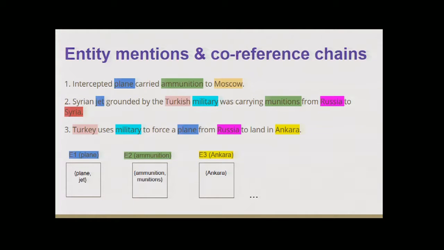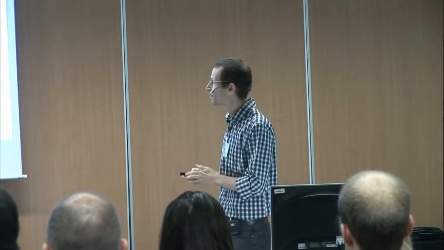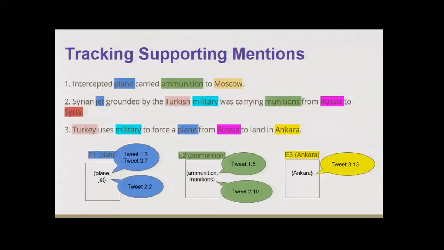So each co-reference chain will be defined as a unique entity in our discourse, in the set of texts. And we will keep track of all the terms that were used to refer to that entity, okay? And of course, we'll also keep track of the supporting, the original mention. So we know that the plane was mentioned in these two tweets in these locations, and jet was in the second tweet, in the second position, second word in the tweet. Okay, so we can keep track.